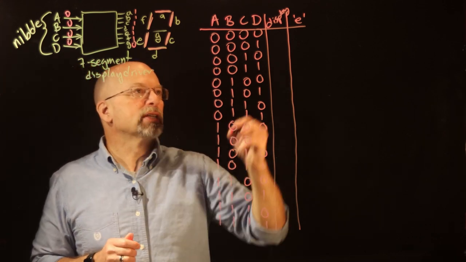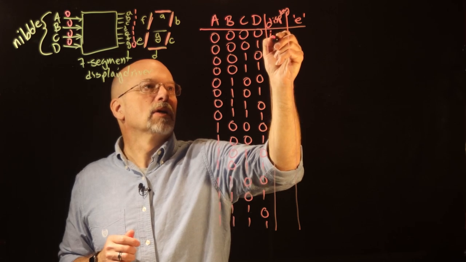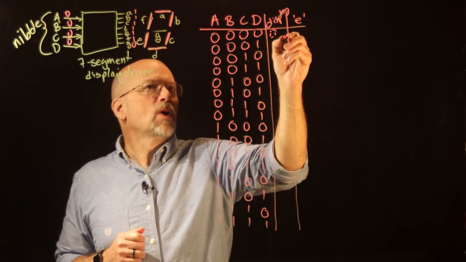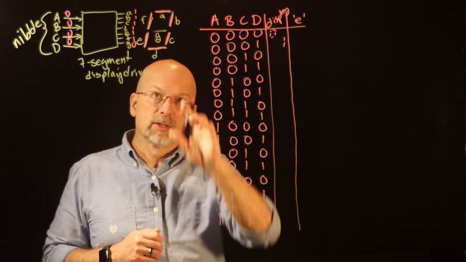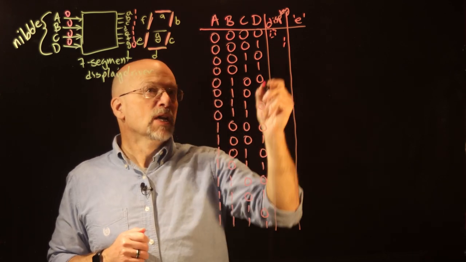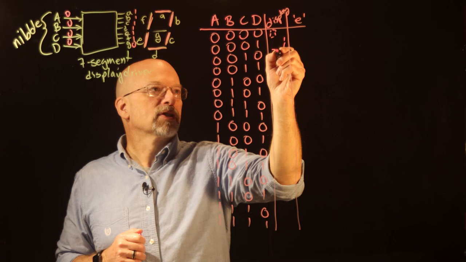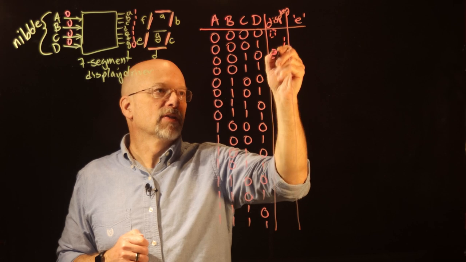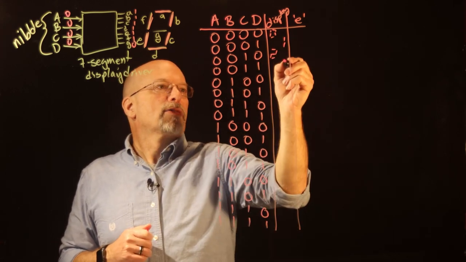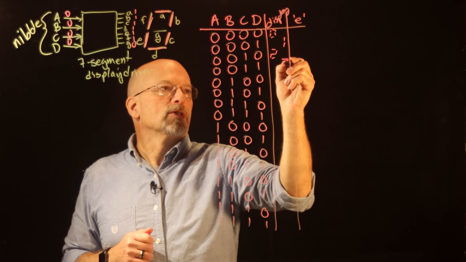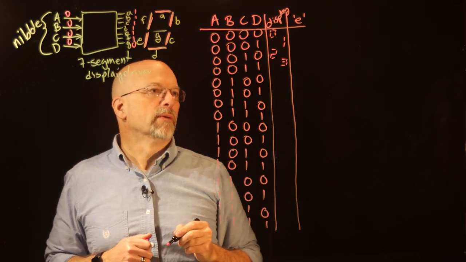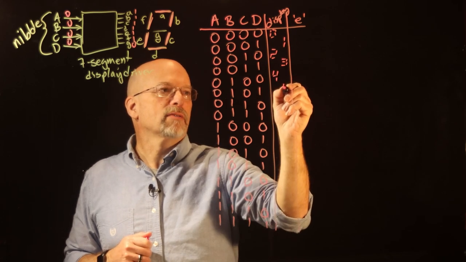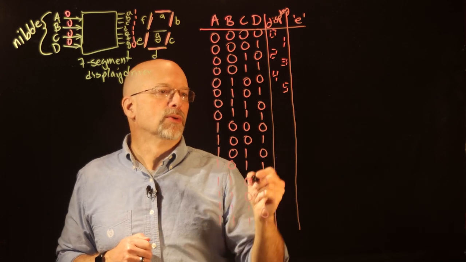All right. So we've already done zero. That is all the outside ones on, right? And then one, we're going to have just B and C on. So just those two on. A two is going to have the top one, the top right, the bottom left, and then all the horizontal ones on. Three is also going to have all the horizontal ones on, but B and C are also going to be on. And then four is going to look like that. Then five, basically a backwards two, right?